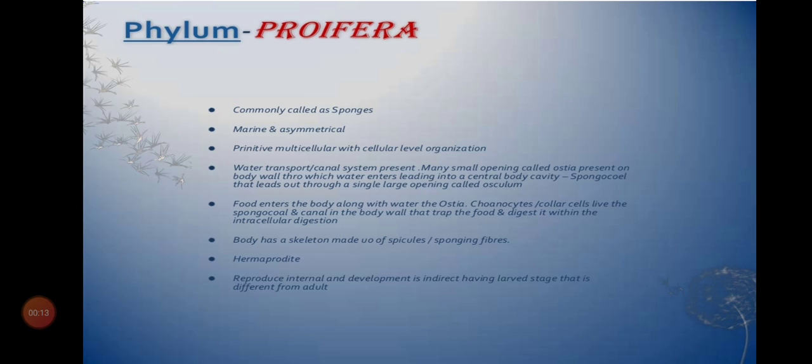Today we'll first revise what we have learned in previous classes, and then get into the next phylum, Aschelminthes. We have learned about Phylum Porifera. Porifera means we can see pores in their body. That is the first characteristic, and a common example is sponges.